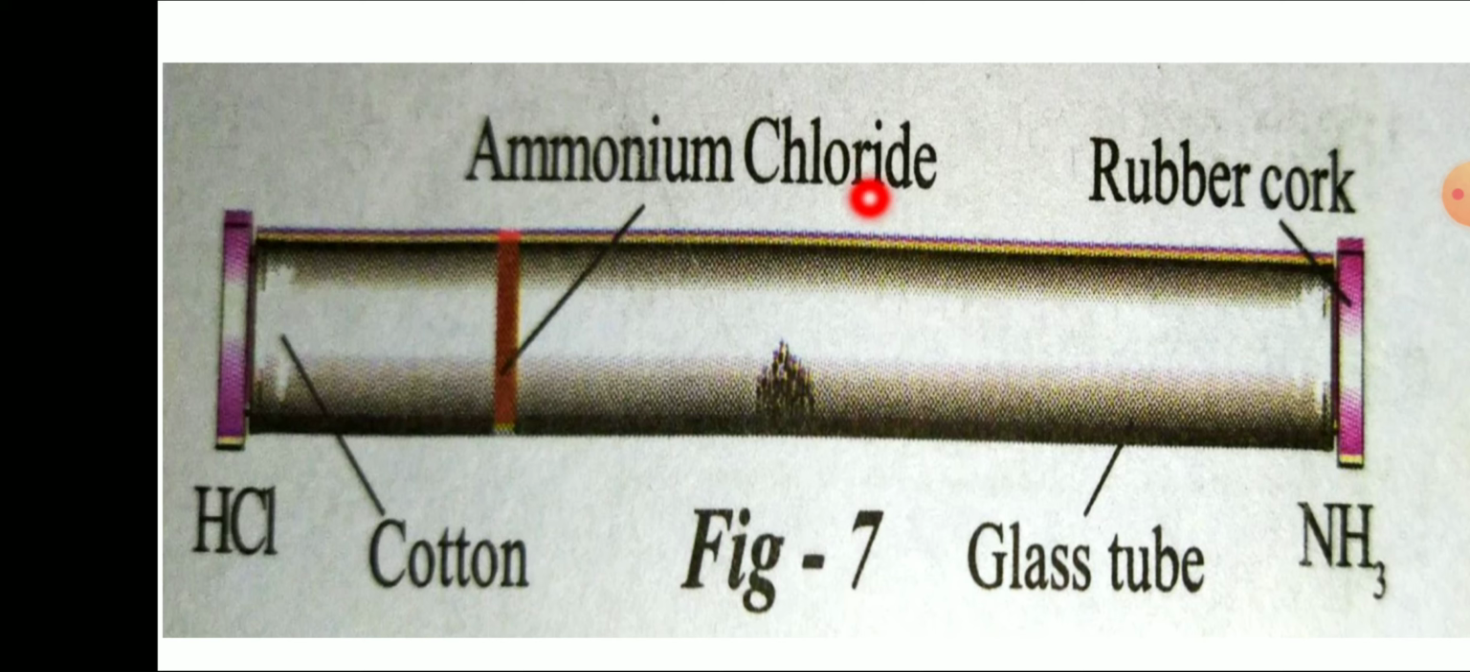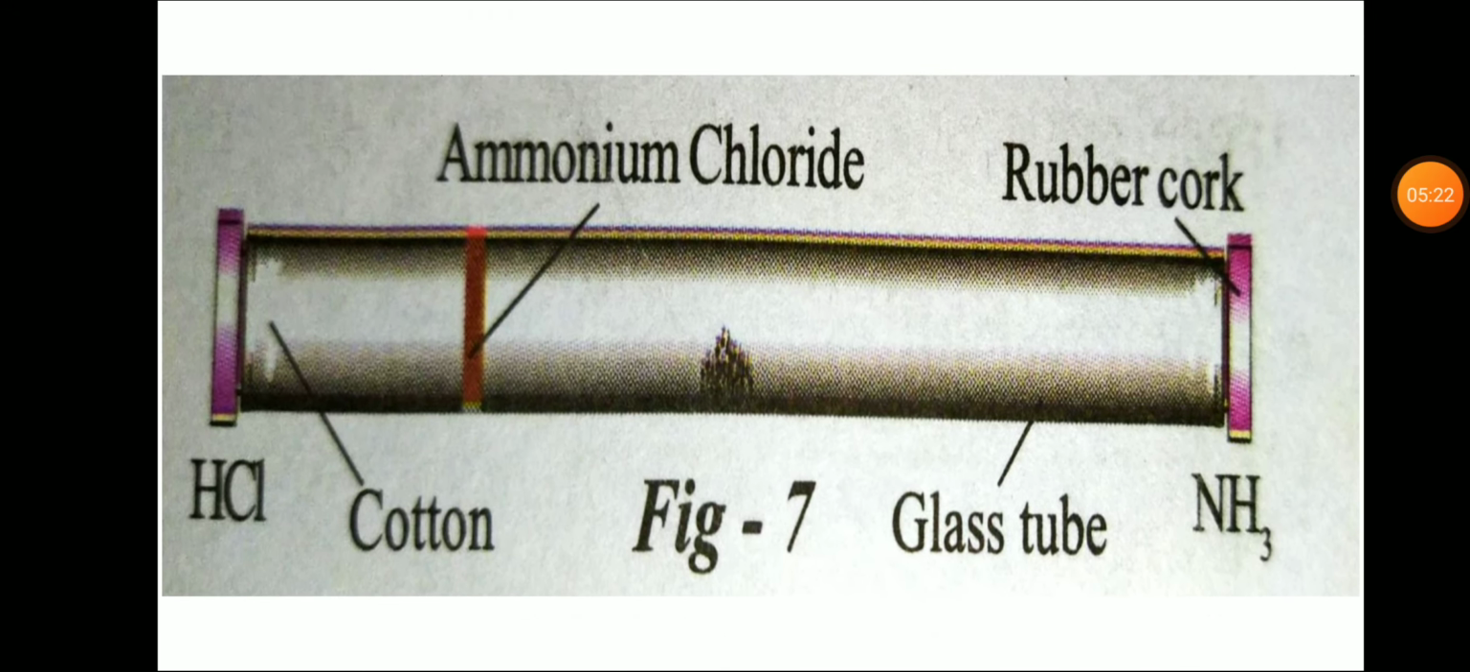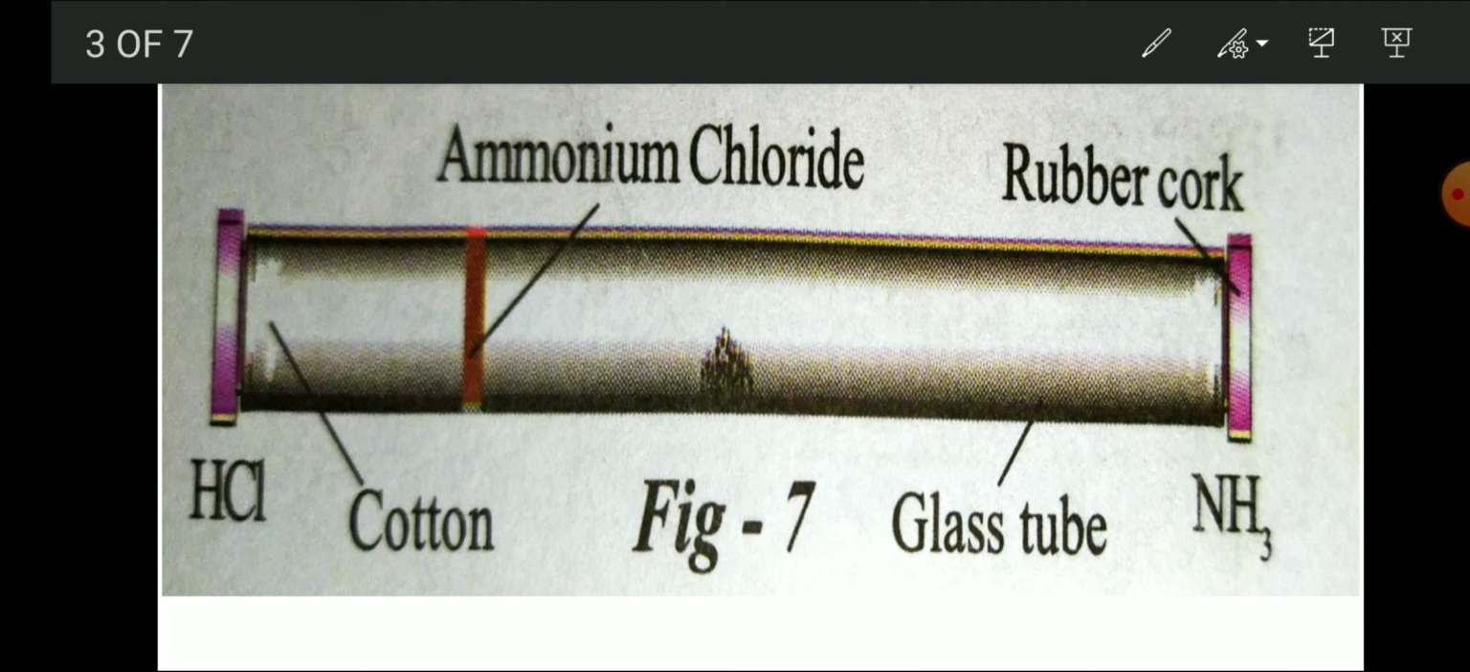So with this, let us generalize: different gases diffuse with different rates. Here in this case, ammonia diffusion is more and HCl diffusion is less. So our conclusion is different gases diffuse with different rates of diffusion. Okay, my dears, come to the next concept.